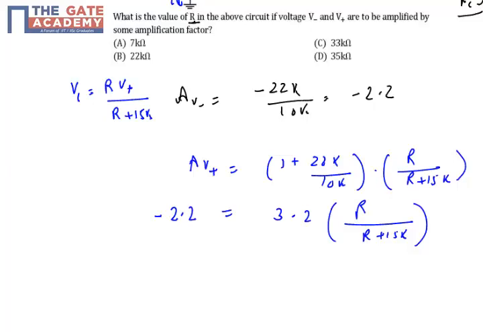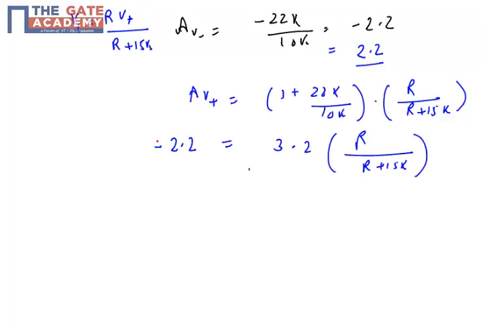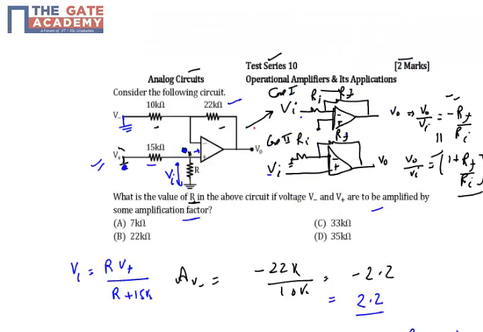non-inverting gain. The question says that they are amplified by the same amplification factor, so the question is only asking for the magnitude. You need not include the sign, because the question is asking for the amplification factor. So you need to directly consider this as a simple 2.2 only. Just solve this expression and you will get the value of R as 33 kilo ohm. Okay friends, 33 kilo ohm is my answer. So option C is my answer.